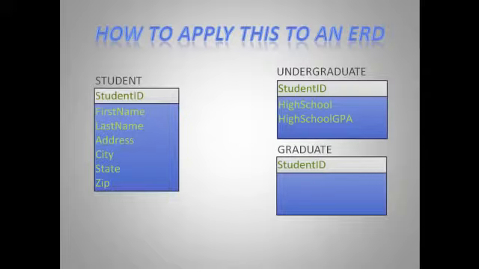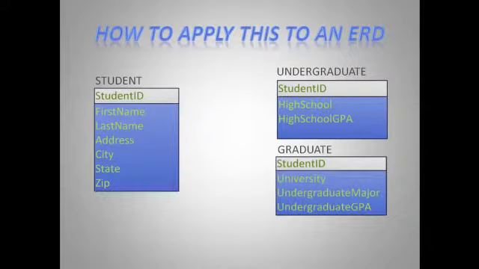The graduate entity will hold the information that is only applicable to the graduate students, such as the undergraduate university, major, and undergraduate GPA. This will allow you to track information that is specific to a type of student without taking up extra space for the students this rule doesn't apply to.